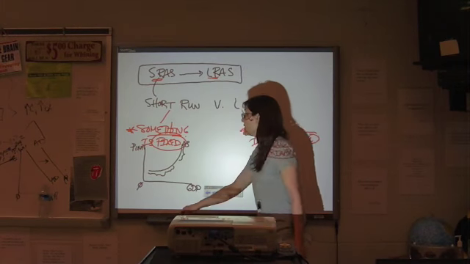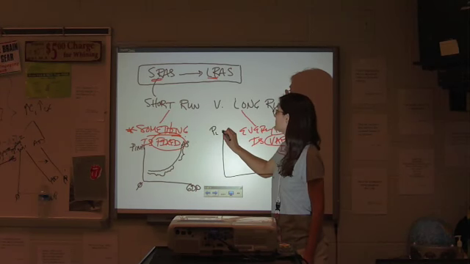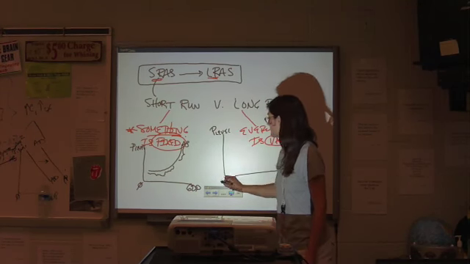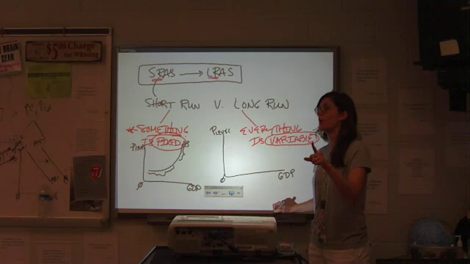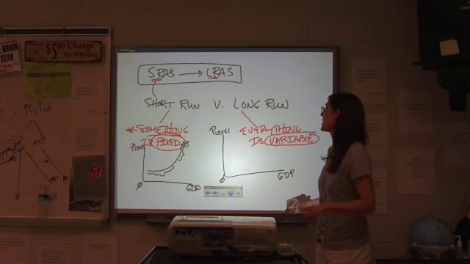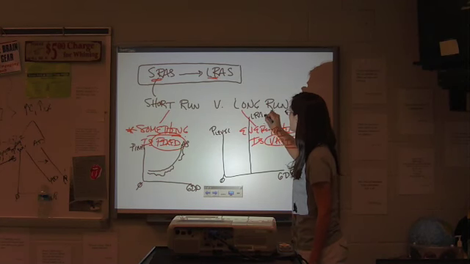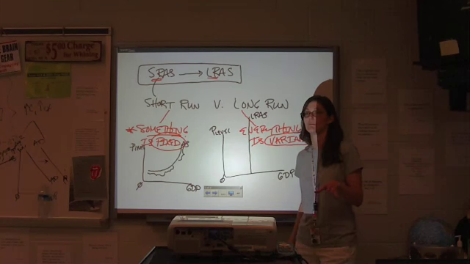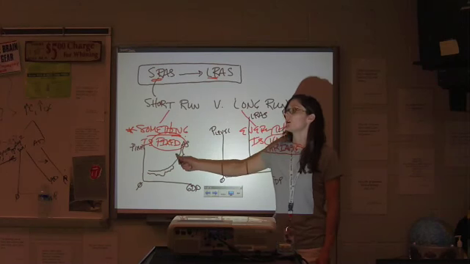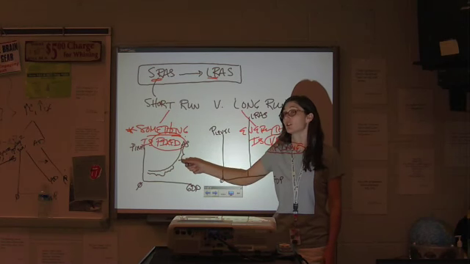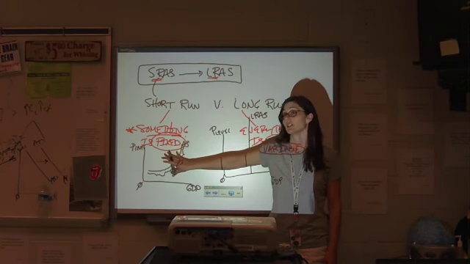When we go to the long run, same axes, same general idea, but your long run aggregate supply curve is vertical. Now, why is that? Because in the short run, you don't have time to make any of those adjustments, or you don't have time to make all of the adjustments to changes in inflation.